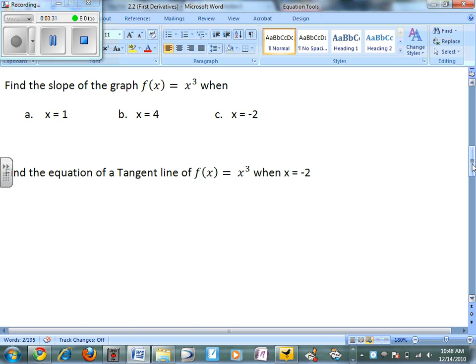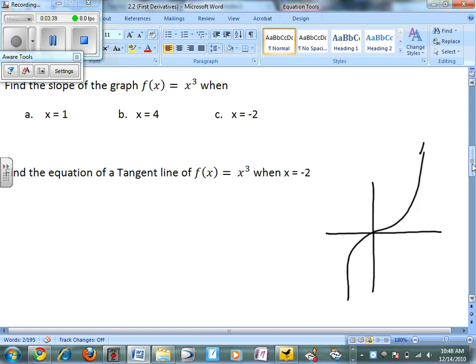So if we think about what an x cubed graph looks like, it looks like a disco dancer, if you remember. So we'll say 1 is about right here. X equal to 4 is probably way out here. And then x equal to negative 2 is about right down here. We want to look at the slopes of the tangent lines at those points. X equal to 1 is going to be right here, x equal to 4 is going to be somewhere up inside here, and x equal to negative 2 will be somewhere like this.